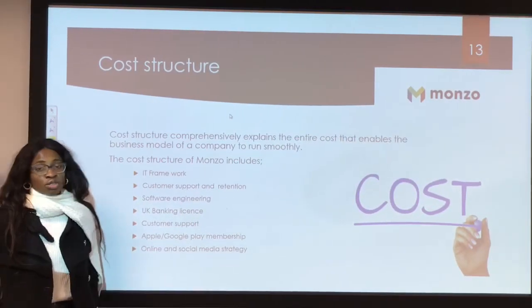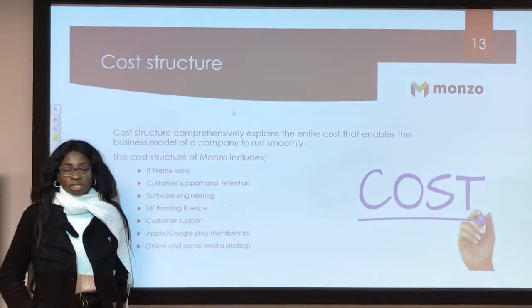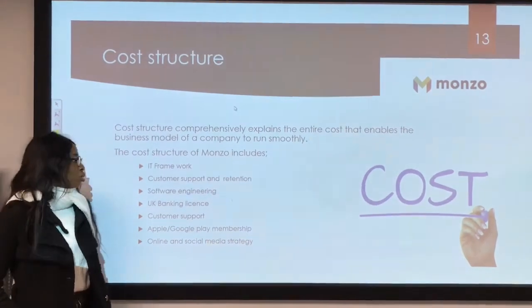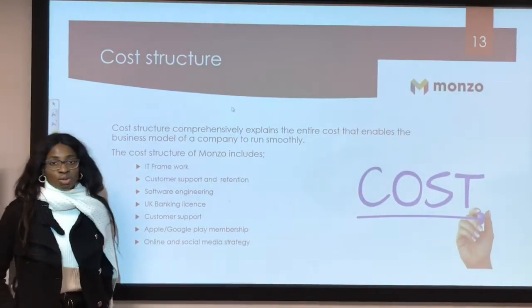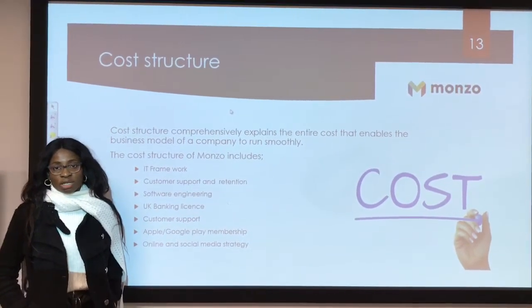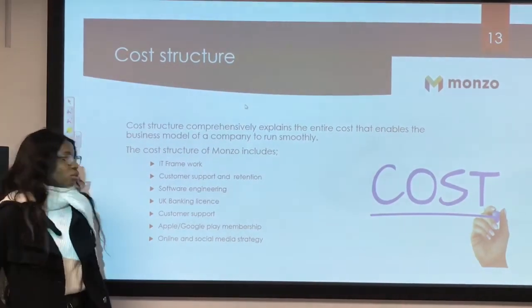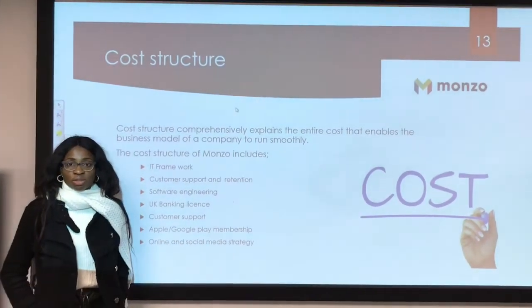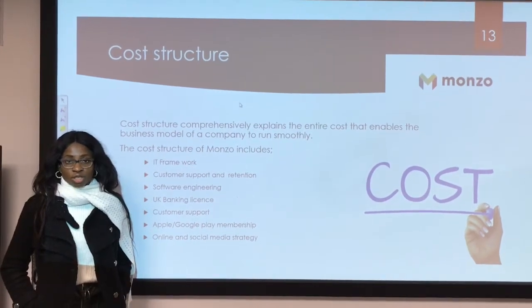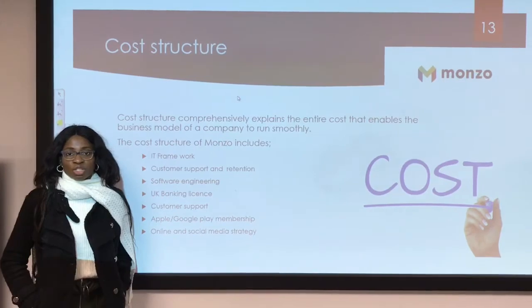Then the cost structure has to do with the entire cost of a business that allows the business model of a company to run smoothly. Some of the cost structure of Monzo includes the IT framework. We have the UK banking license, which was given to Monzo in April 2017. Then we have the software engineers, the customer support and retention, the online and social media strategy, and we also have the software engineering.